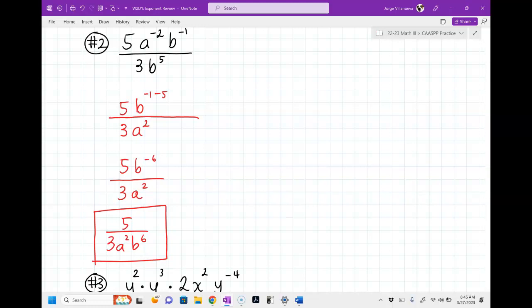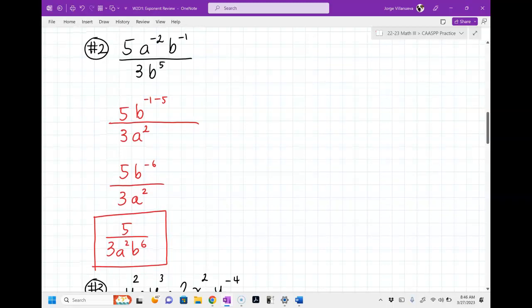And then my b terms, I realized I had one in the numerator, one in the denominator, so I can actually subtract them, right? Subtract the powers. But when I subtracted the powers, I ended up with a negative number, which means I have to move it, right? If it's on top, move it down. If it's negative on the bottom, move it up. Okay? That's up to you.